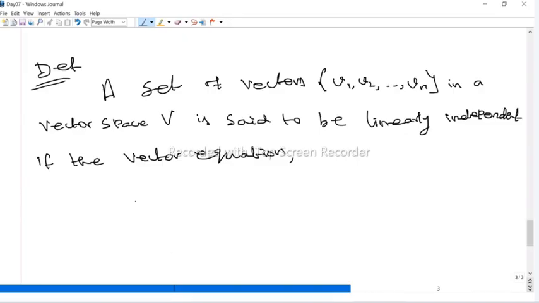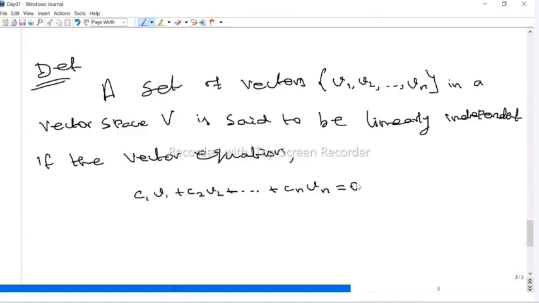So what is the vector equation? Suppose c1 times v1 plus c2 times v2 plus etc. plus cn times vn equal to 0. This is a vector equation because v1 is a vector. If you multiply by a scalar c1, then c1 times v1 is also a vector. The sum of two vectors is a vector. Therefore, this is a vector equation.